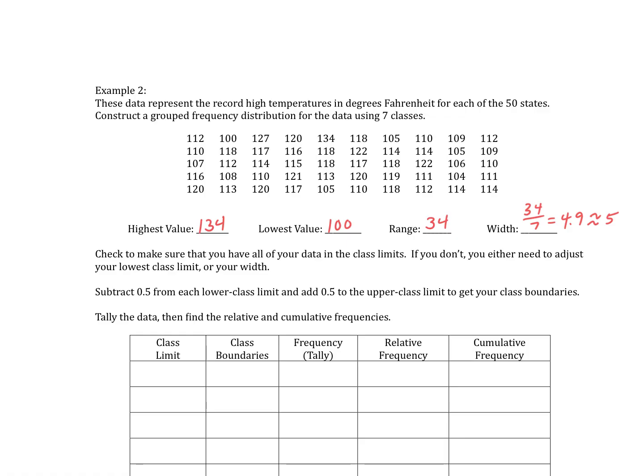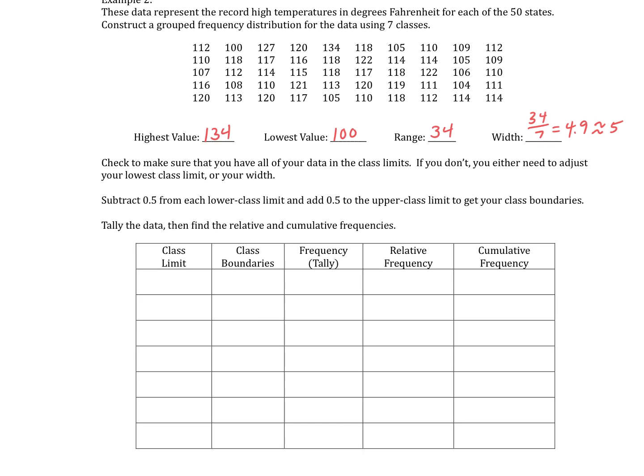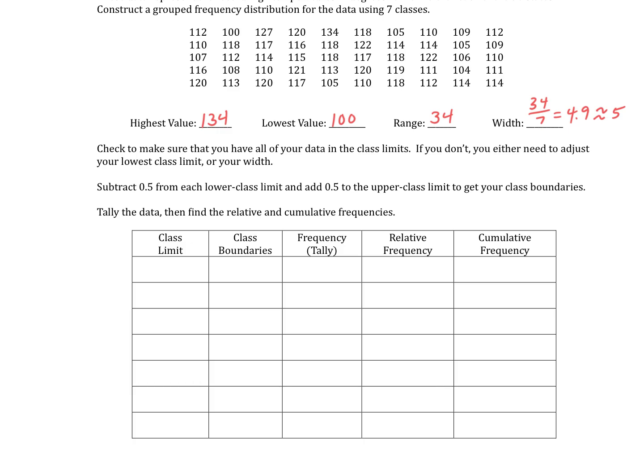So we're going to figure out our class limits, and then we'll talk about the boundaries. First, the class limits, starting at 100, will be 100 to 104, not 105, because that's 100, 101, 102, 103, 104. That's 5 values in that class. So don't just add 5, especially when you're starting at something with a 0. Think through that one.